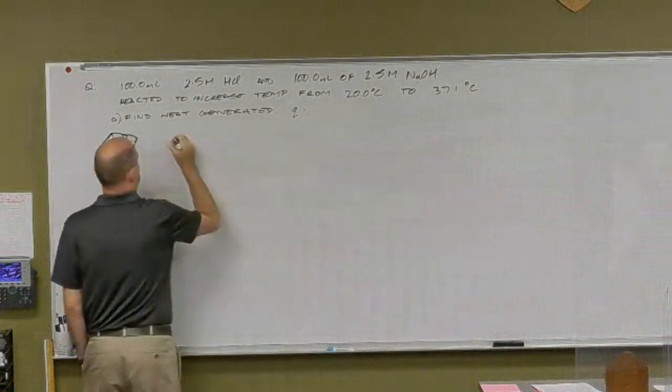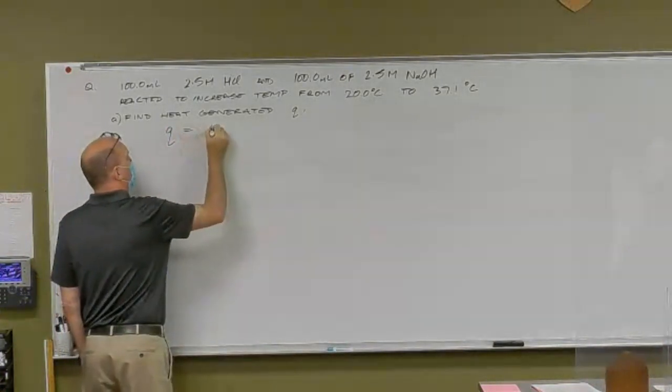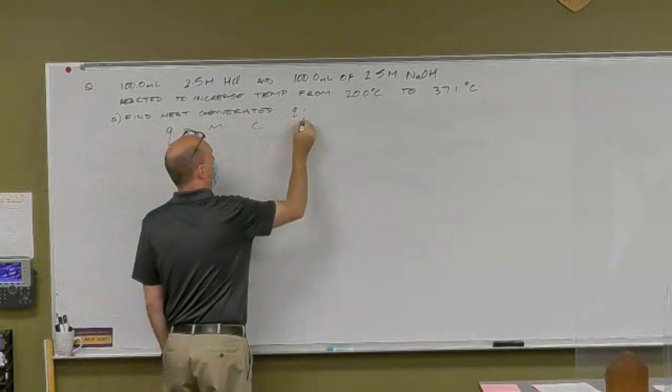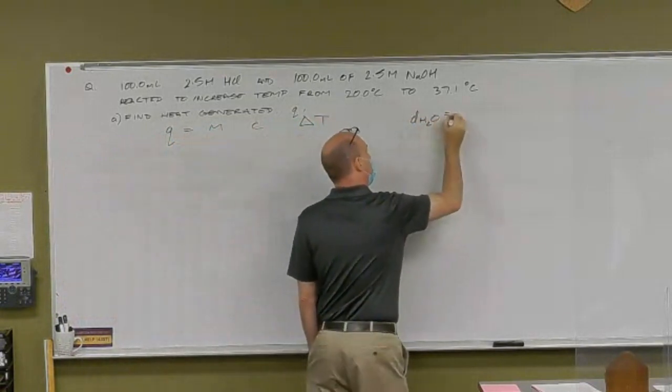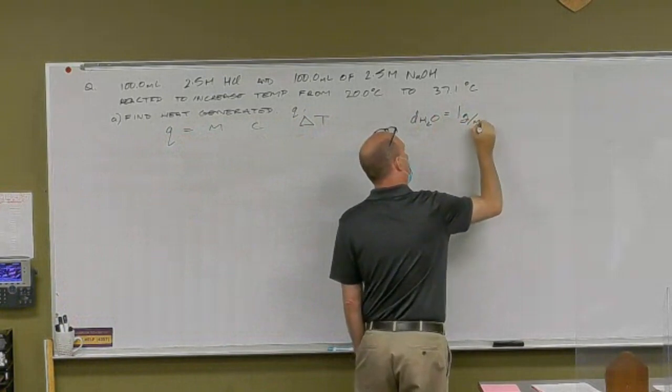Things you need to take into account. Q equals MC delta T. The density of water is 1 gram per milliliter.